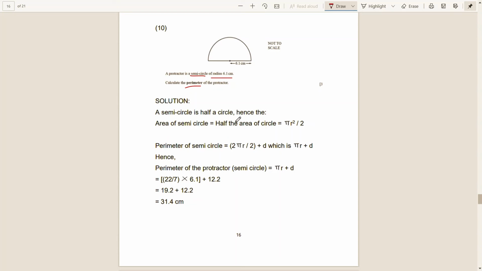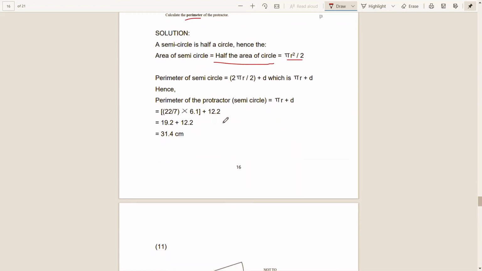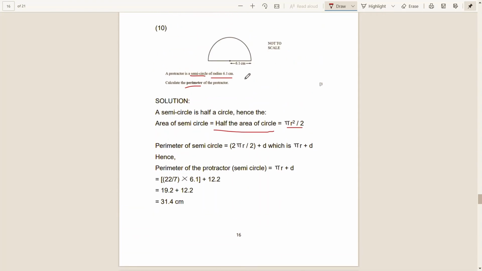Now, a semicircle is half a circle. Hence, the area of semicircle is half the area of circle, pi r square over 2. But the circumference of a circle, what's the circumference of a circle? 2 pi r, right? What's the circumference of a semicircle? Divided by 2, because it's half. You get pi r is the circumference.